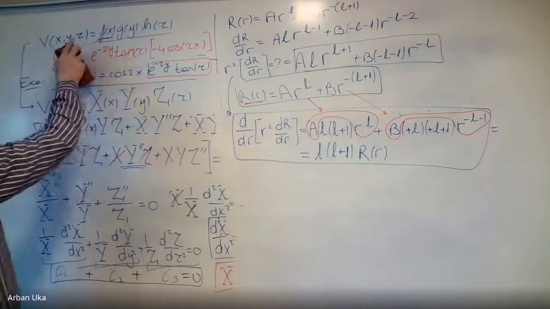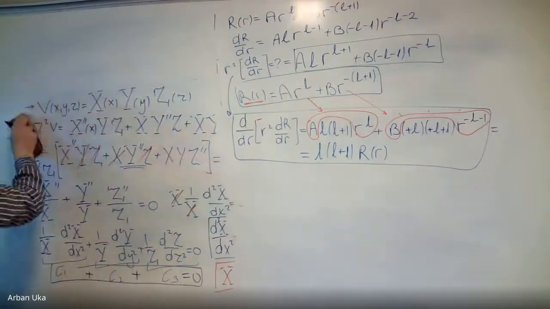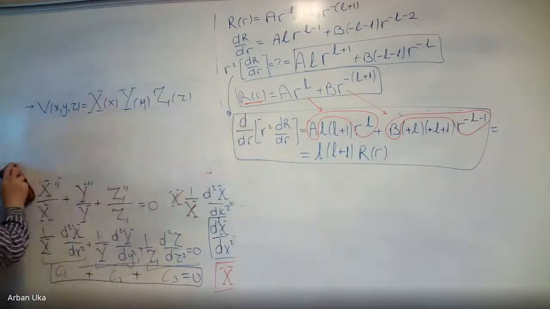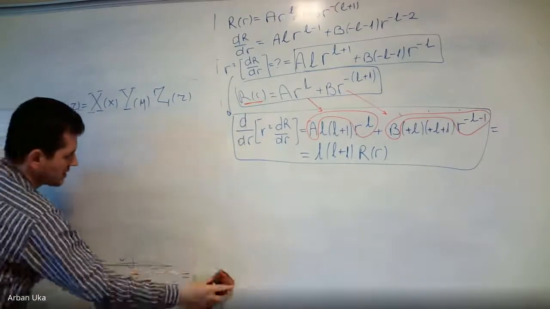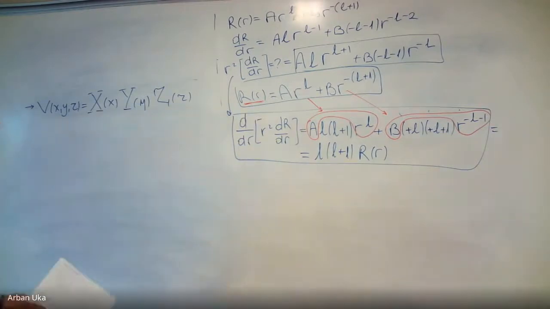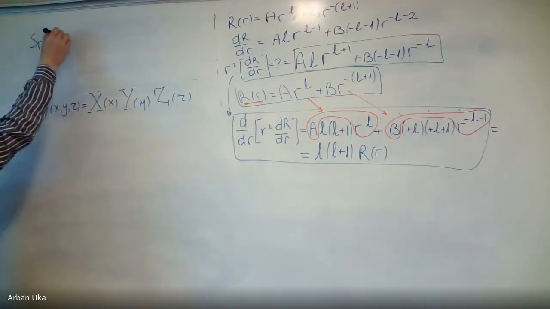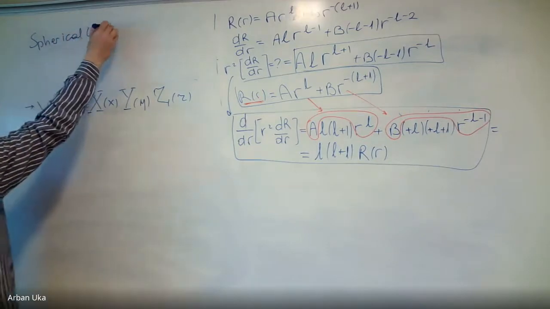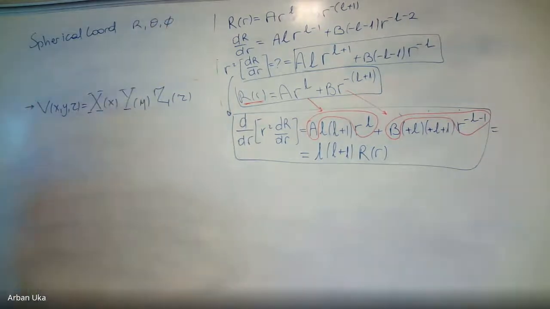Now, in the previous example, we were analyzing what the solution of the Laplace equation can be in case the potential is a separable function of x, y, and z. Now, let's assume for a moment that we are in spherical coordinates. This was Cartesian, and now the spherical coordinate system. What is the spherical coordinate system? It's r, theta, and phi. Okay, so this will be the spherical coordinate system.